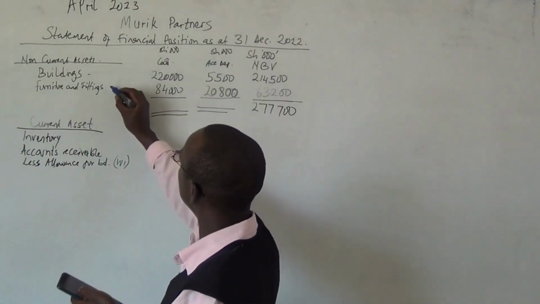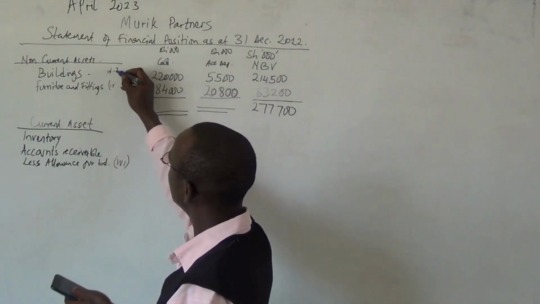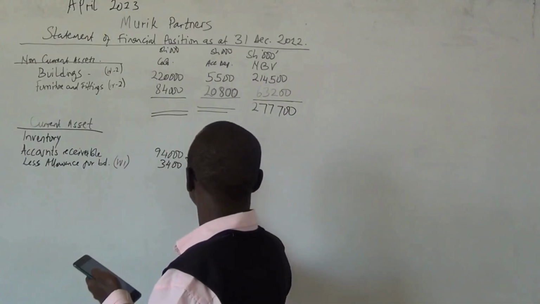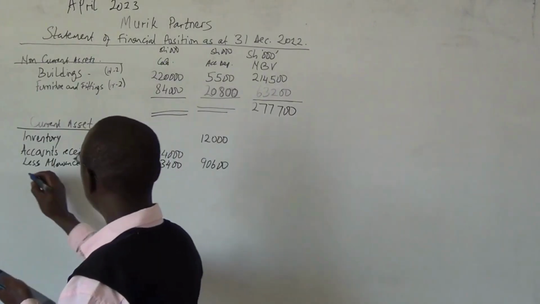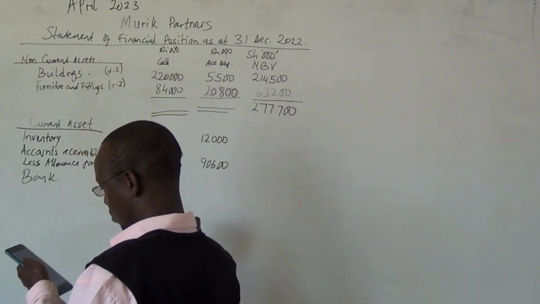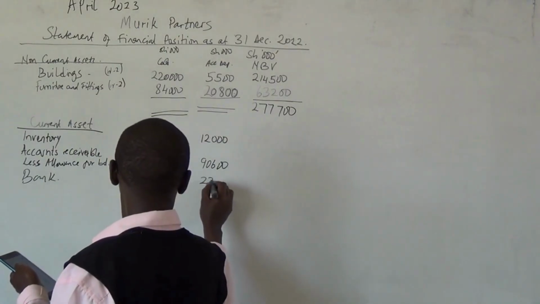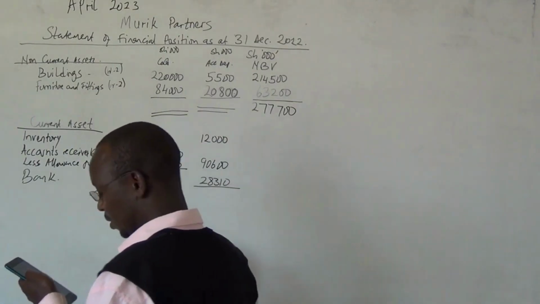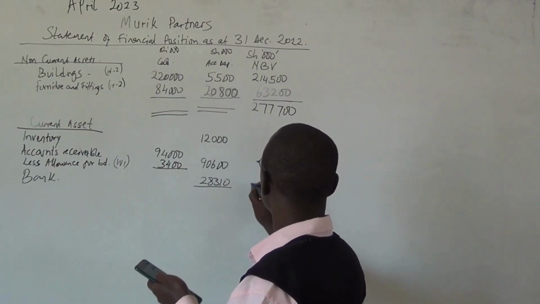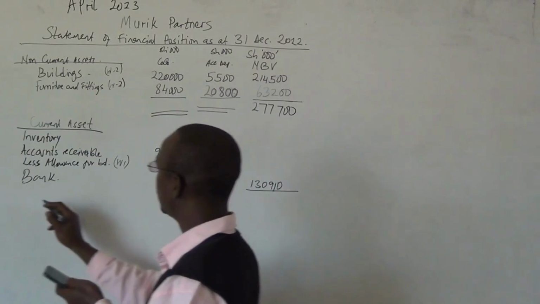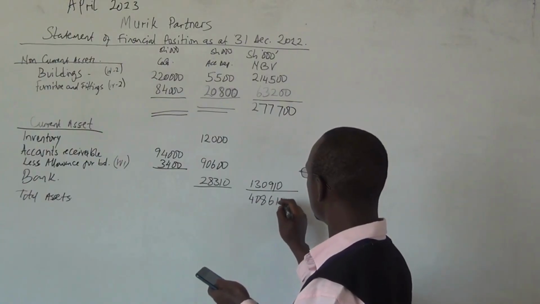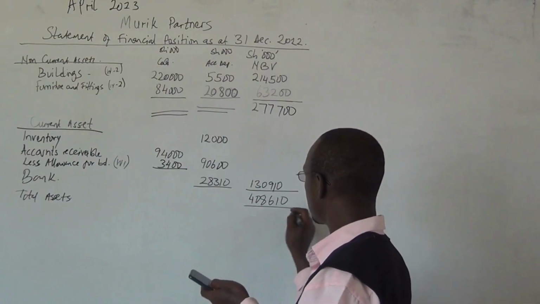You had worked them somewhere, both of them. So that one you get 90,600. Your bank balance, 28,310. The total current assets 130,910. Add to the non-current assets, now get the total 408,610. Yeah, this is it. It's closed.